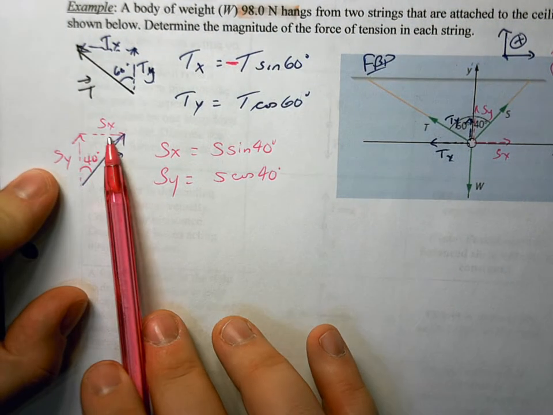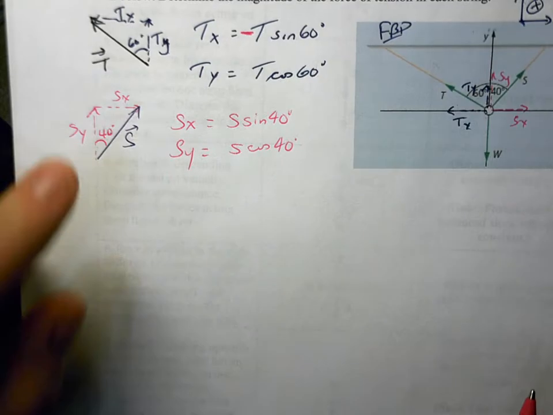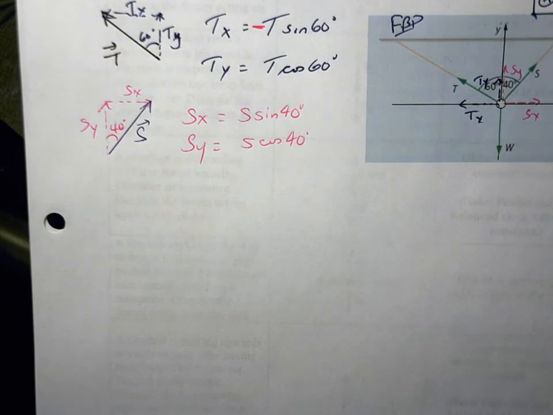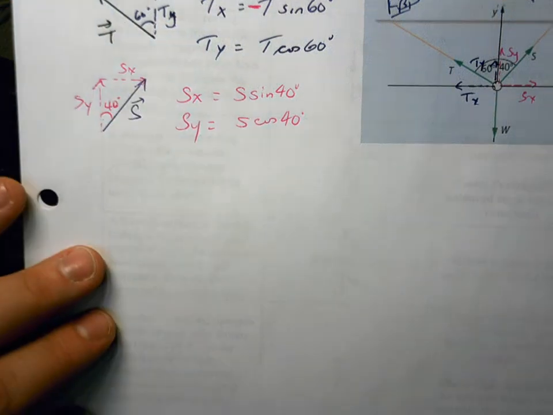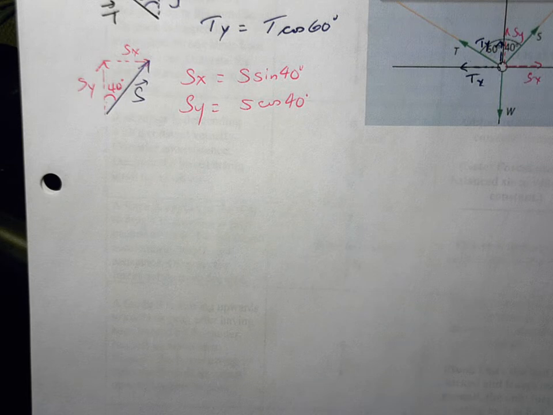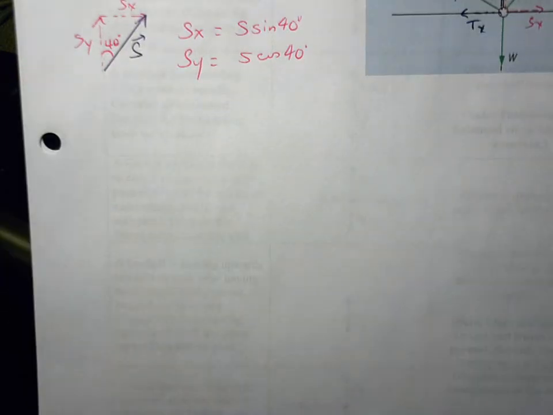Now Sx points to the right, Sy points up. Right and up are what we've defined as positive. We can leave those alone. What we're doing is we're just doing some of the work in advance. And let's start with this. We know that the net force is going to be 0. We can check the net force in both directions because we know the net force in x has to be 0. The net force in y has to be 0.